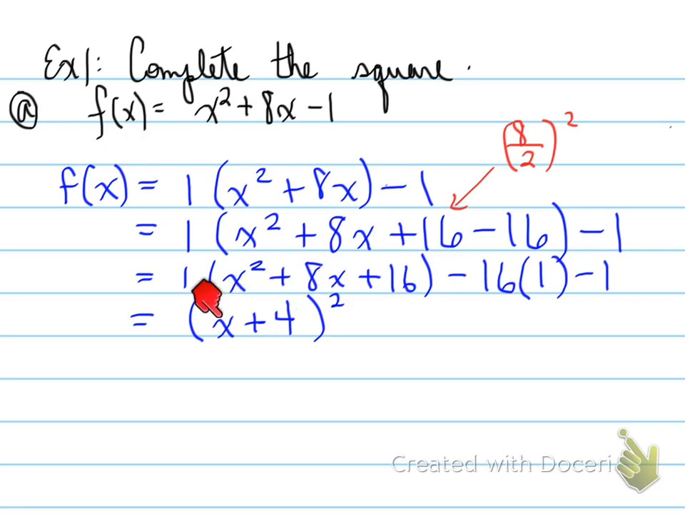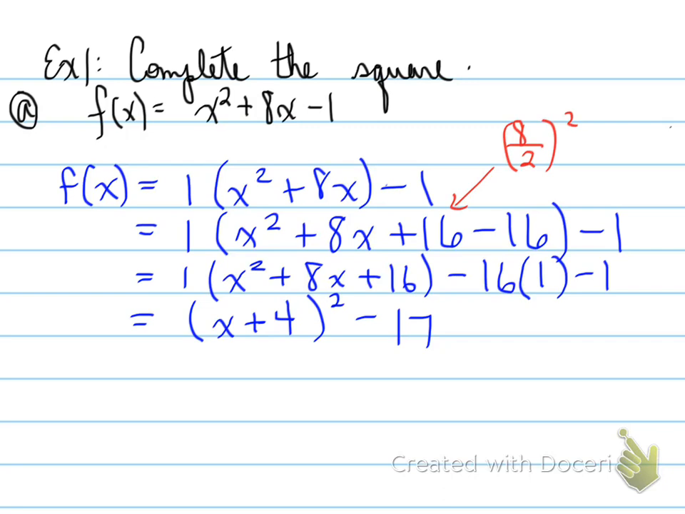Why is that the case? Because x plus 4 all squared will actually expand, if we use FOIL, to x squared plus 8x plus 16. So to get from here to here, we factored, and we got the perfect square. And then on the outside is going to be minus 16 minus 1, which is minus 17. So what we have done now is completed the square for this particular expression.